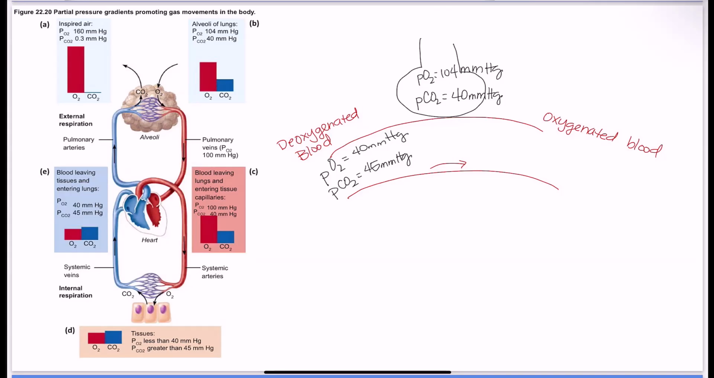So we know from those laws we just talked about, those properties of gases, that a partial pressure that's higher is going to motivate that gas to move to an area where the partial pressure is lower. So 104 is a bigger number than 40, so oxygen wants to enter the blood. And that's exactly what we want to happen, right? So then oxygen will want to enter the blood. And then conversely, 45 is a bigger number than 40, so CO2 will want to leave the blood.